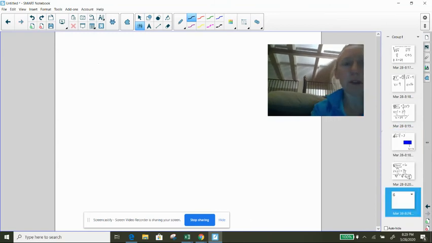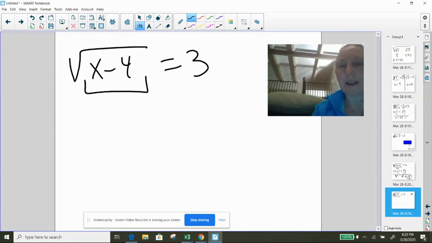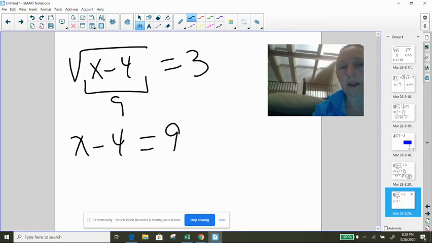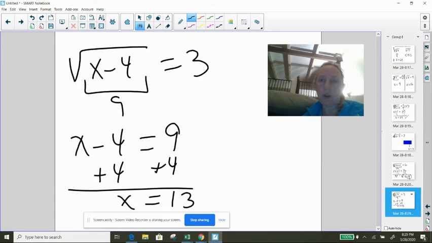The square root of x minus 4 is 3. So if you missed that one, we're trying to make that into a 9. So what makes the inside become 9? And you get 13.